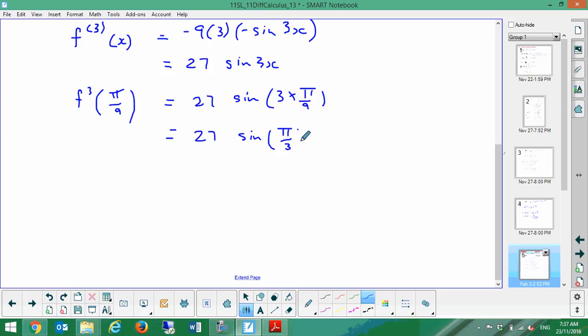What's pi on 3? Think back to your 60-30 triangle. That's your 60, 1, 2, root 3. So sine of pi on 3 is going to be root 3 over 2. We're in the first quadrant, so it's still positive. So we've got 27 root 3 over 2.